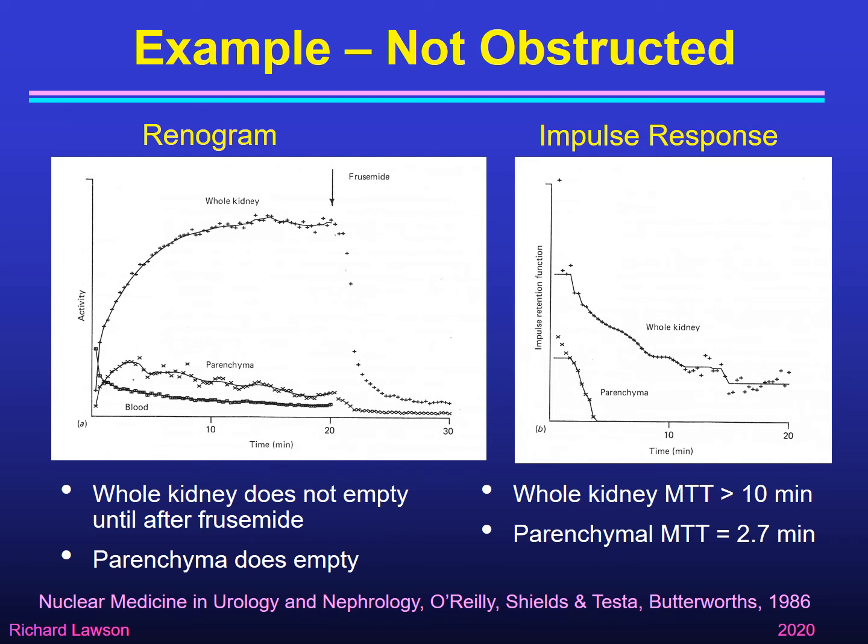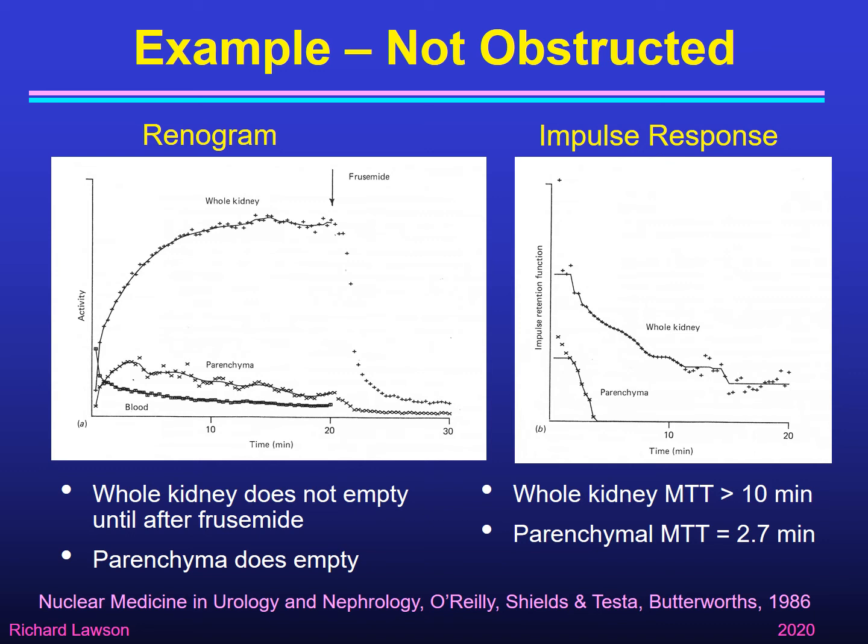In fact, we have to say it's greater than 10 minutes because the deconvolution of the retention impulse response function hadn't fallen to 0 even by 20 minutes, and that's because we had to stop the deconvolution process at 20 minutes. One of the requirements for deconvolution, you remember, is that the flow rate must be constant, and after we've given Frusemide here at 20 minutes, the flow rate certainly isn't constant. So if we carried on deconvolution beyond the time of the Frusemide, the results would be totally unbelievable.